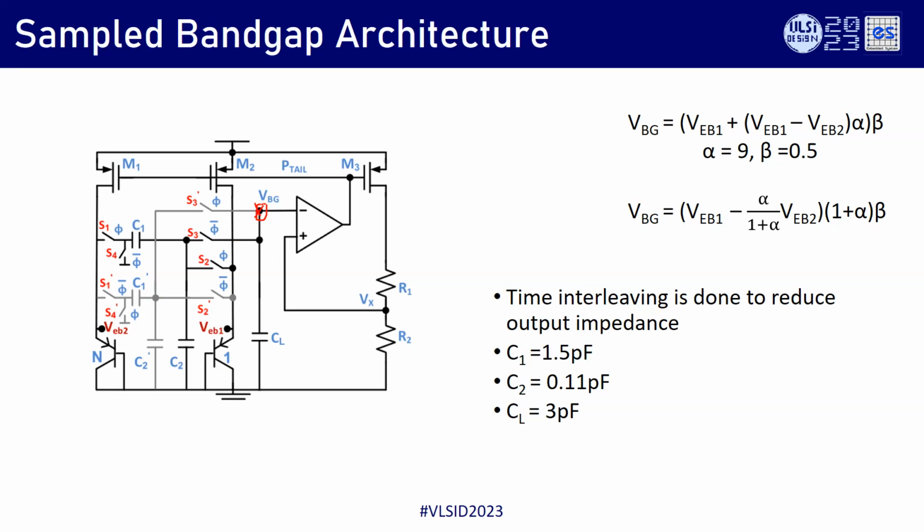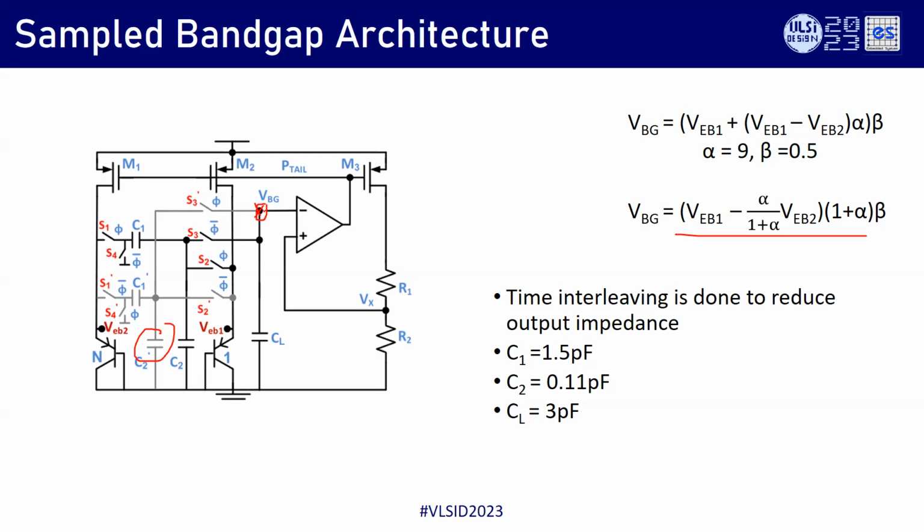So in this case, VBG is according to this expression, and the alpha is adjusted by C2 by C1 plus C2. Here, C2 by C1 plus C2 is a very important factor, because that comes under loop gain, because the VBE2 is attenuated by C1 plus C2 by C1. So that comes in the loop gain or noise expressions.